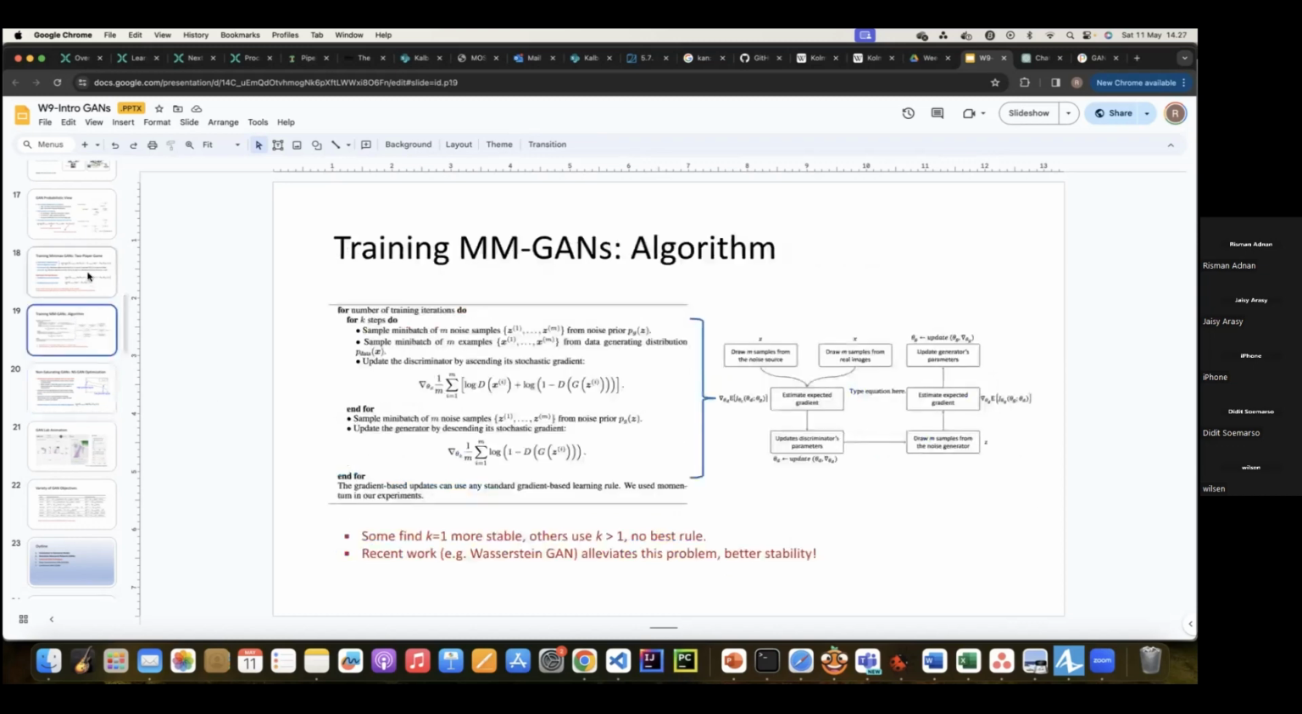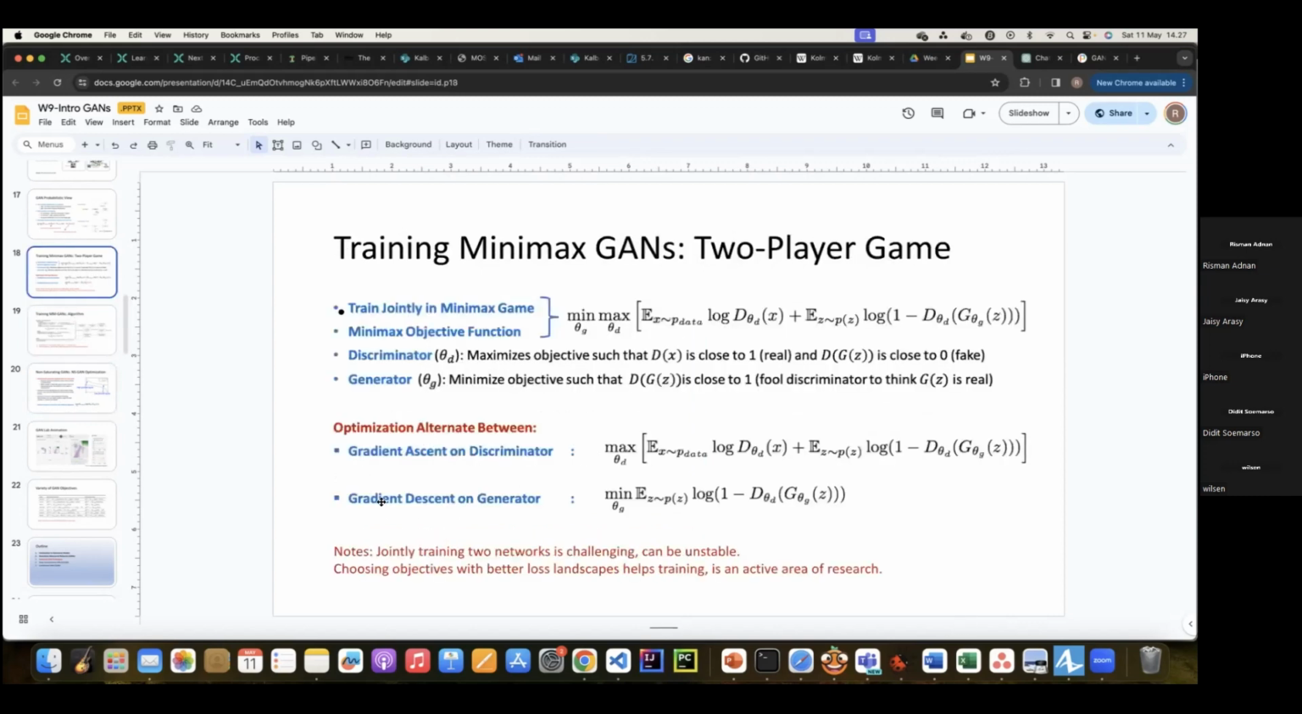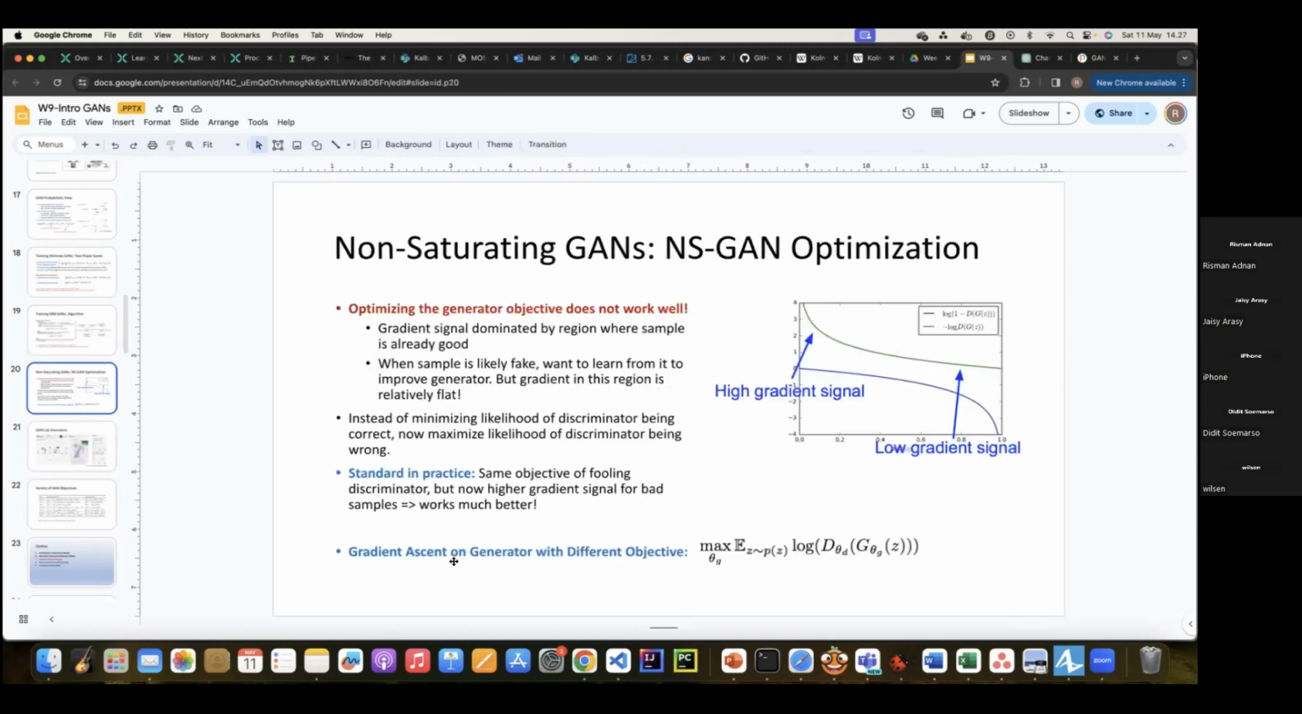If you look here, the generator performs gradient descent with this objective, 1 minus d. Actually, I can do gradient ascent, but I have to change 1 minus d, yeah? I have to remove it, just log d. But I no longer perform gradient ascent-descent. I perform gradient ascent-ascent. And that is what we call NSGAN.